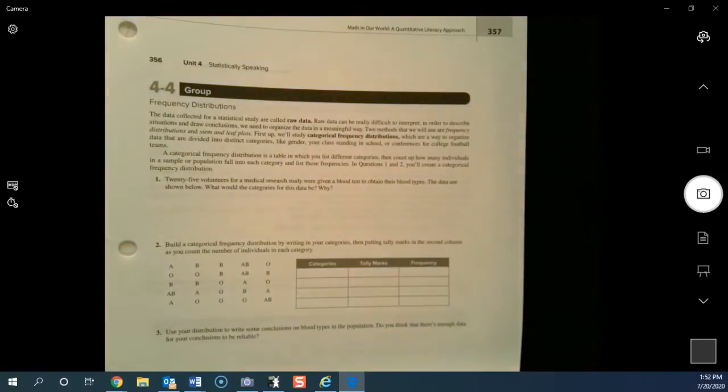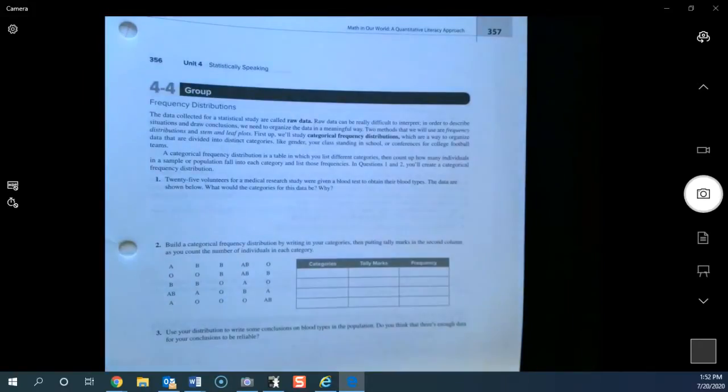We have frequency distribution. Now, it says here the data collected for a statistical study are called raw data. Raw data can be really difficult to interpret. In order to describe situations and draw conclusions, we need to organize the data in a meaningful way. 2 methods that we will use are frequency distributions and stem and leaf plots. First up, we'll study categorical frequency distributions, which are a way to organize data that are divided into distinct categories, like gender, your class standing in school, or conferences for college football teams.